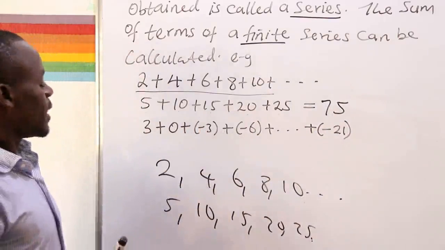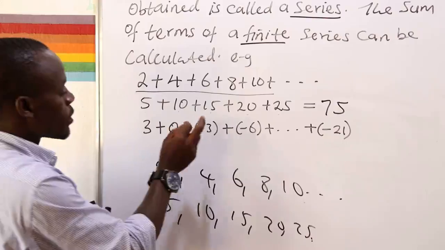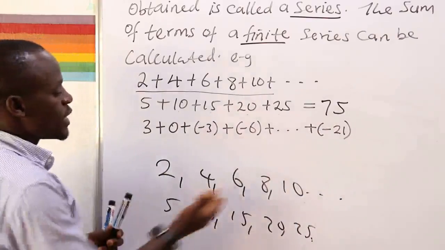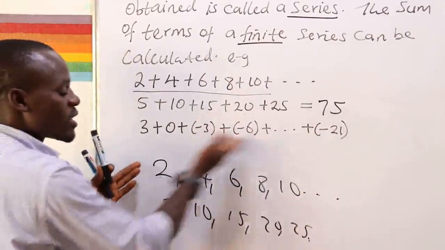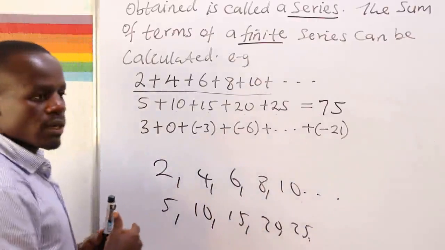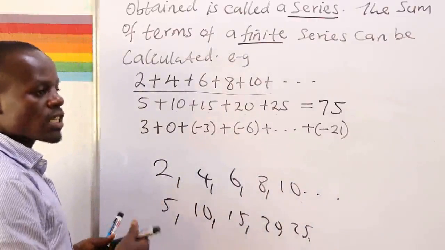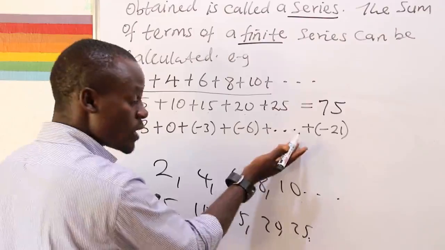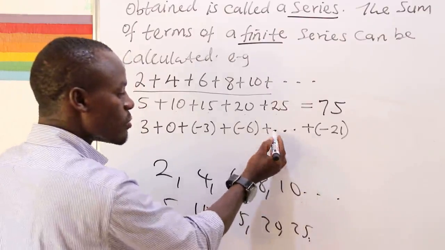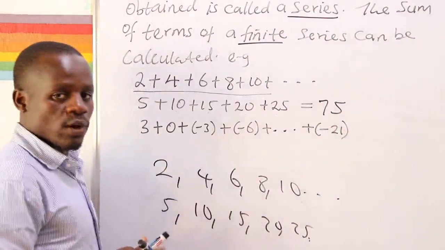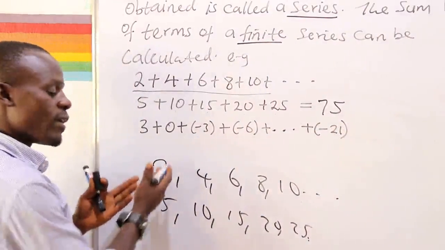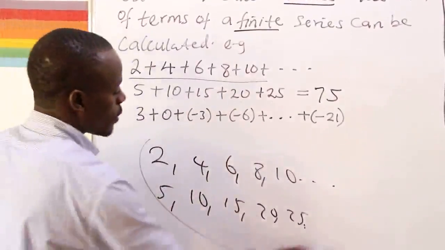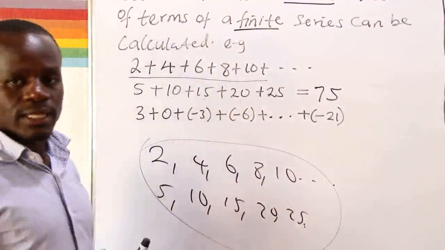Are you with me? Then we have another one here: 3 plus 0 plus minus 3 plus minus 6 plus up to minus 21. In this case, we know the last term, but we cannot say what the actual value of the series is until we know how many terms there are. These 3 dots mean there are some terms in between, not only 3 of them, there may be more, before you get to minus 21. So we can find the sum once we know how many terms. When we go further, we'll see how to go about all of that. So this is what we mean by a series.